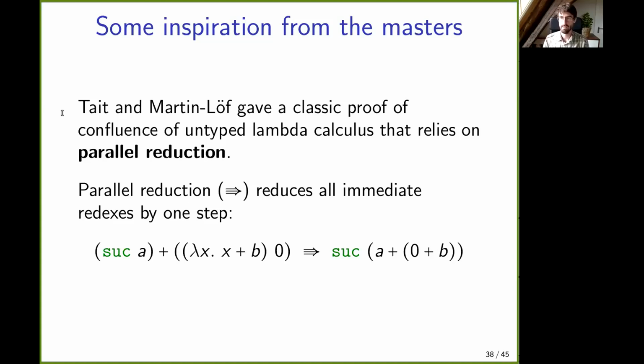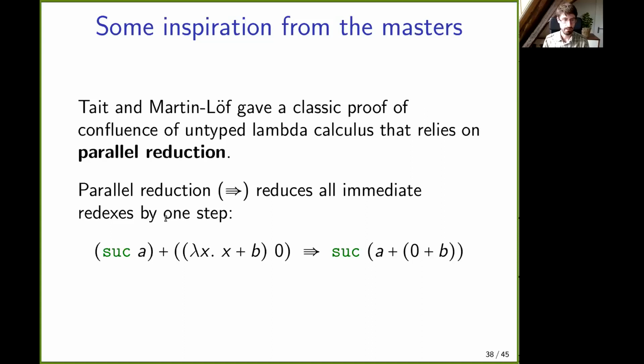There's this very old and classic proof of confluence of untyped lambda calculus by Tait-Martin-Löf that relies on the parallel reduction. We decided to look at that because it's for untyped lambda calculus, which is non-terminating. So we wanted to take a look at that. That could be interesting. So first of all, what's this parallel reduction?